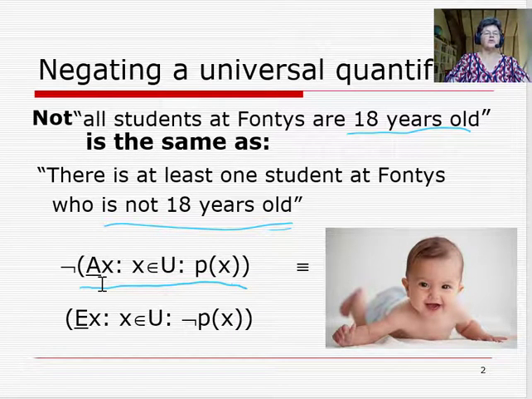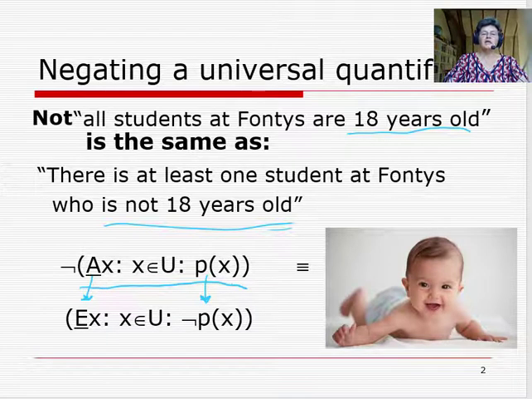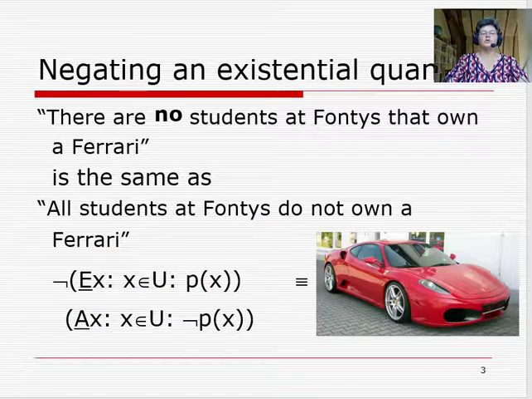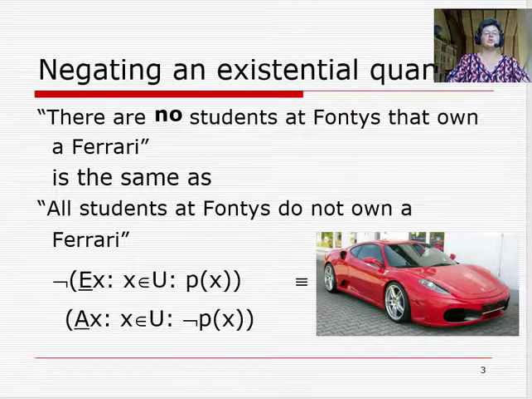So in fact, if you look at it, it means that the universal one flips into an existential one, and the propositional function is negated. Exactly the same thing happens when we start with an existential quantifier.